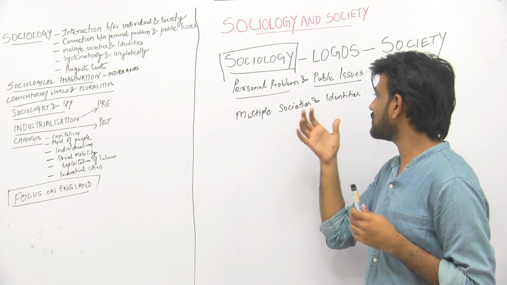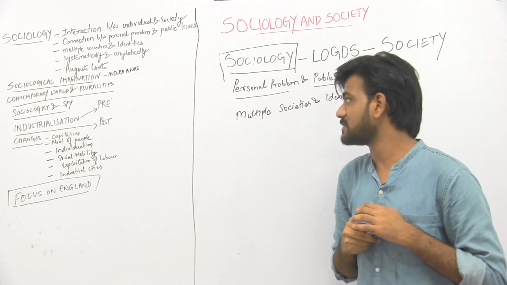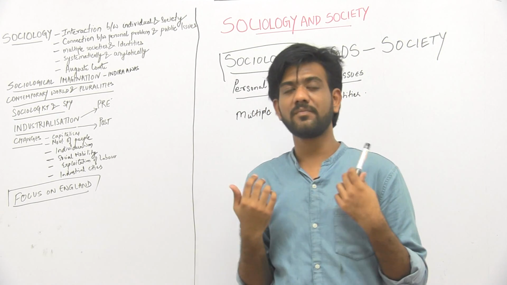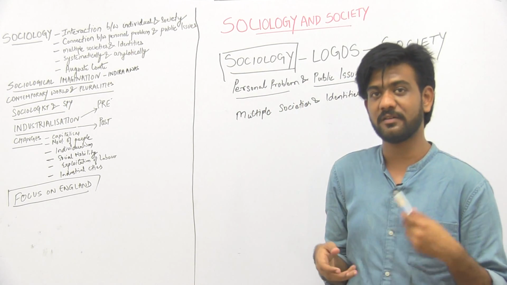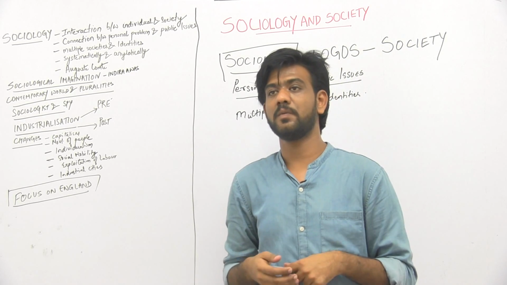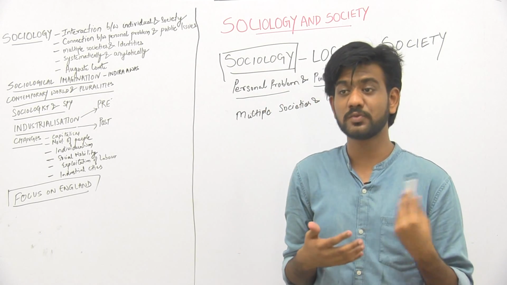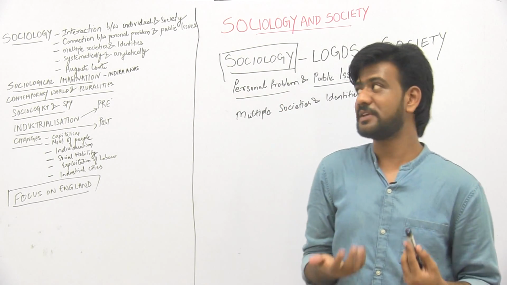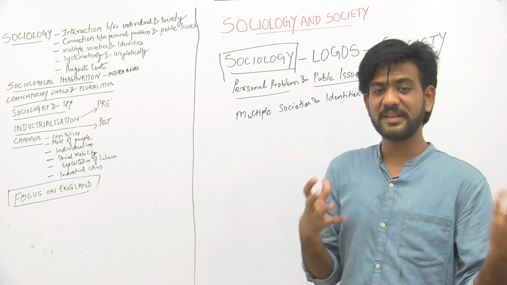When we talk about multiple societies and multiple identities, and when I say an individual has multiple identities, I mean when I go to a vegetable seller, I am the owner. When I go to a school, I am a student in front of a teacher. When I go to a doctor, I am a patient. So role play चलता रहता है.